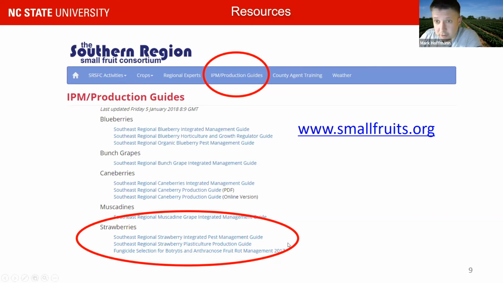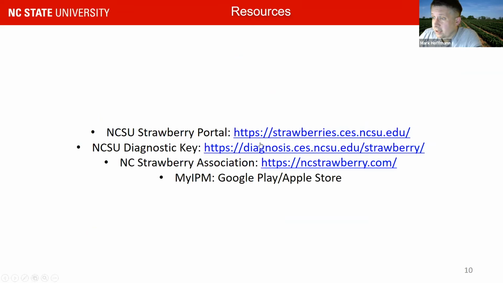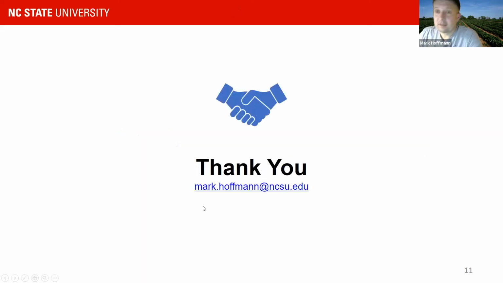So very, very useful. And then we also have our strawberry portal at NC State where we give updates. And there is the diagnostic key, which is online, so you're going to have to have a computer, but you can look at the computer, and they also have pictures for most of the diseases, plus recommendations. And then of course our Strawberry Association and our Google and App Store. So I know I didn't cover everything, but I'm running out of time.